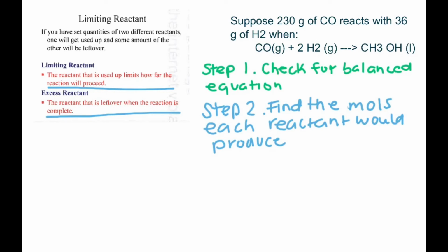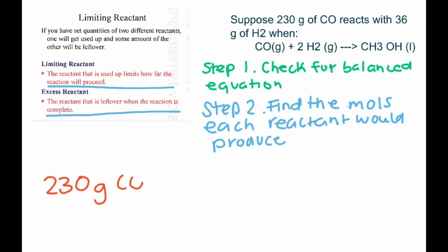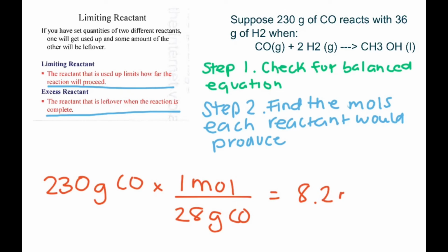Step 2 would be to find the moles each reactant would produce. To do this, you need to put the amount of grams given like we've done before. So let's start with carbon monoxide. You take the 230 grams of carbon monoxide given and convert that to moles. So the molar mass of carbon monoxide is 28, which is equal to 1 mole. Therefore, there would be 8.2 moles of carbon monoxide.